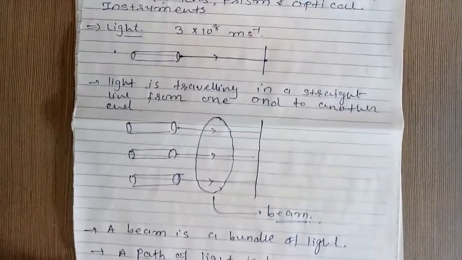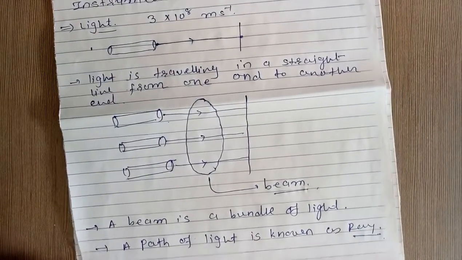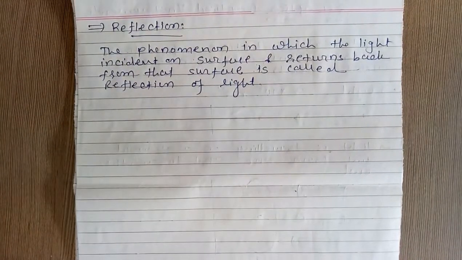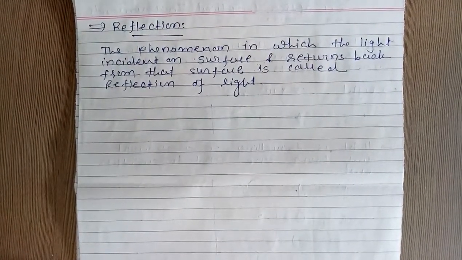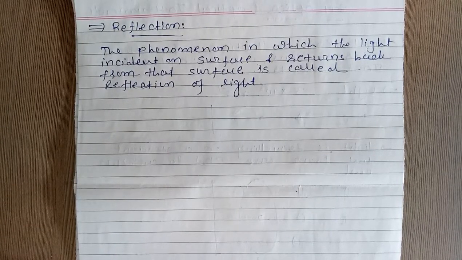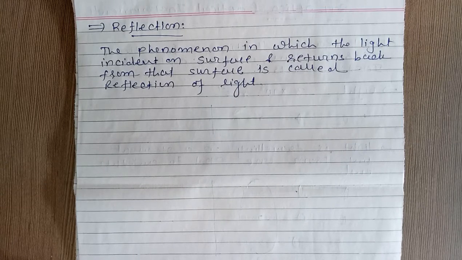You also studied light and ray in your standard 10. Now, reflection. What is reflection? We can say that it is the phenomenon in which light incident on a surface returns back from that surface, and this is known as reflection of light.